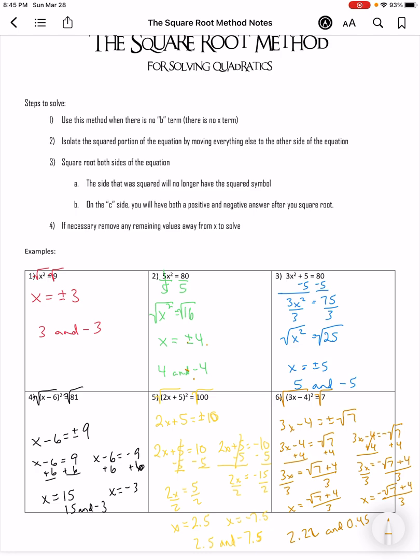Hopefully this helps. Again, this is really beneficial when we don't have an x value, when we've got a squared item and then a constant, our c value, but not the b value. If you have any questions, let your teacher know.